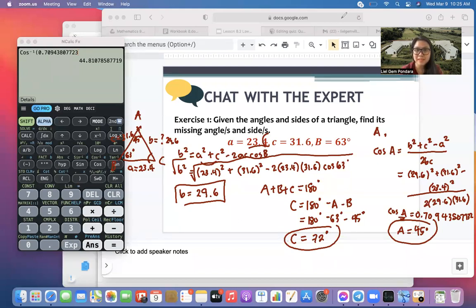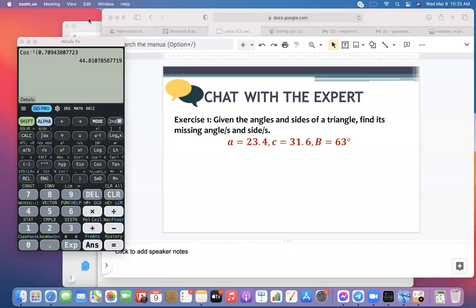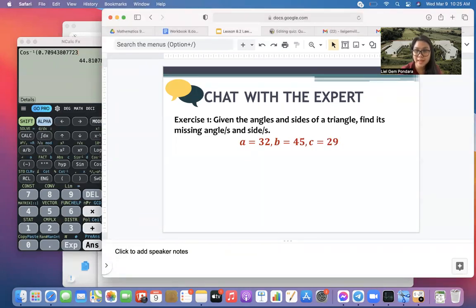Okay, let's go to the next example. Let me now erase it. No other questions? Let me clear it now. Let me check first my battery. Give me a moment. I'll just plug it. While I plug it, you can start solving for the next one.